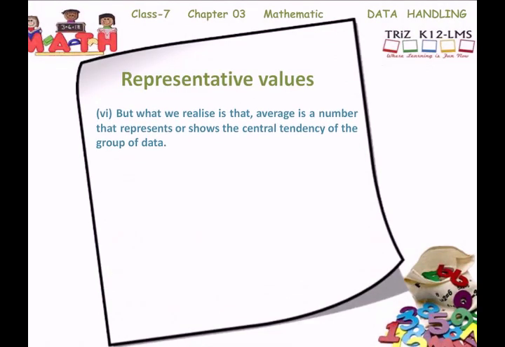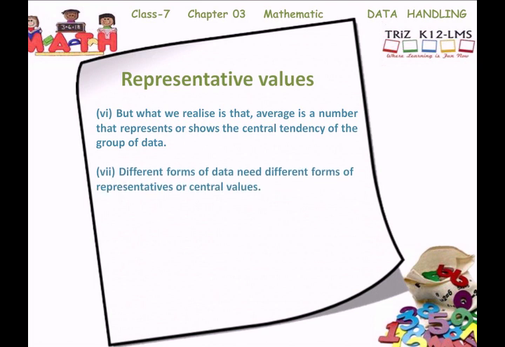But what we realize is that average is a number that represents or shows the central tendency of the group of data. Different forms of data need different forms of representatives or central values. One of these is arithmetic mean. Let us study about it now.